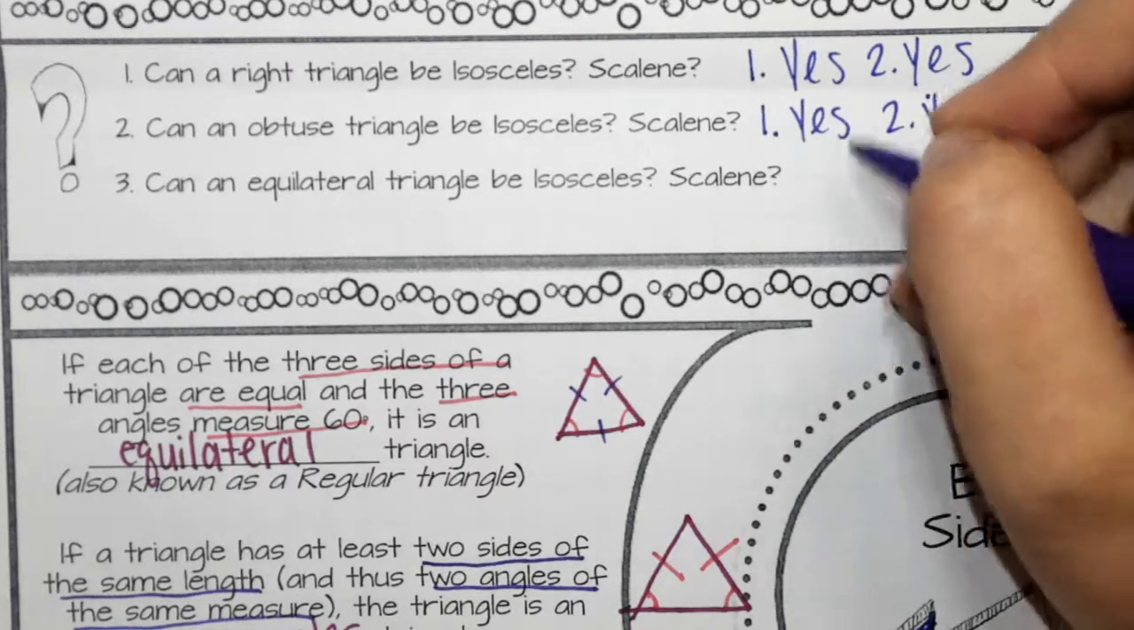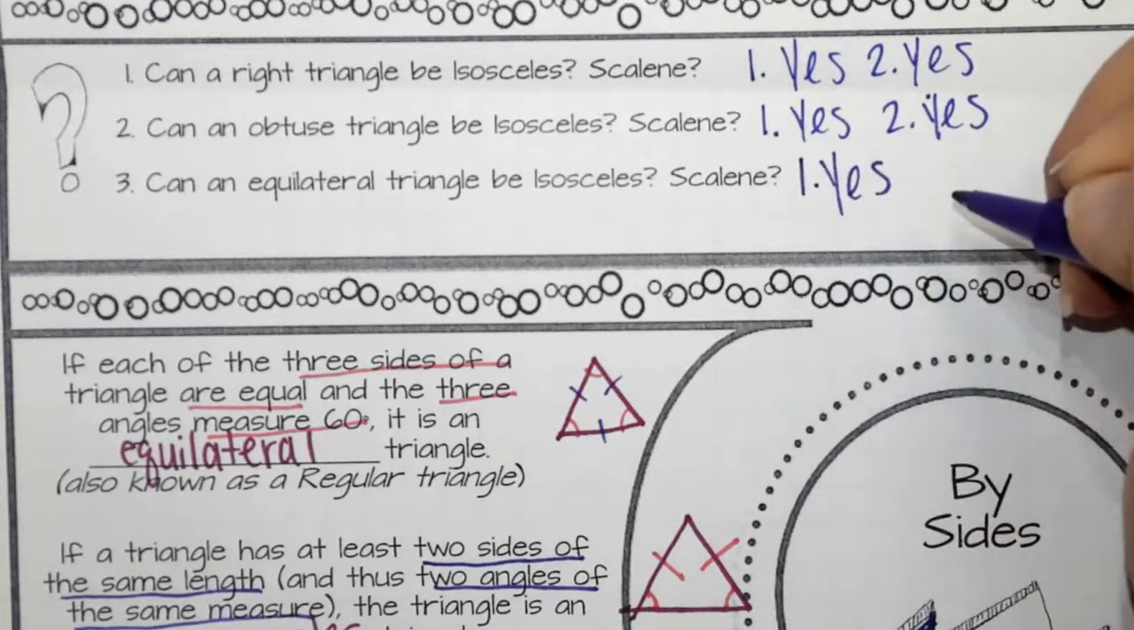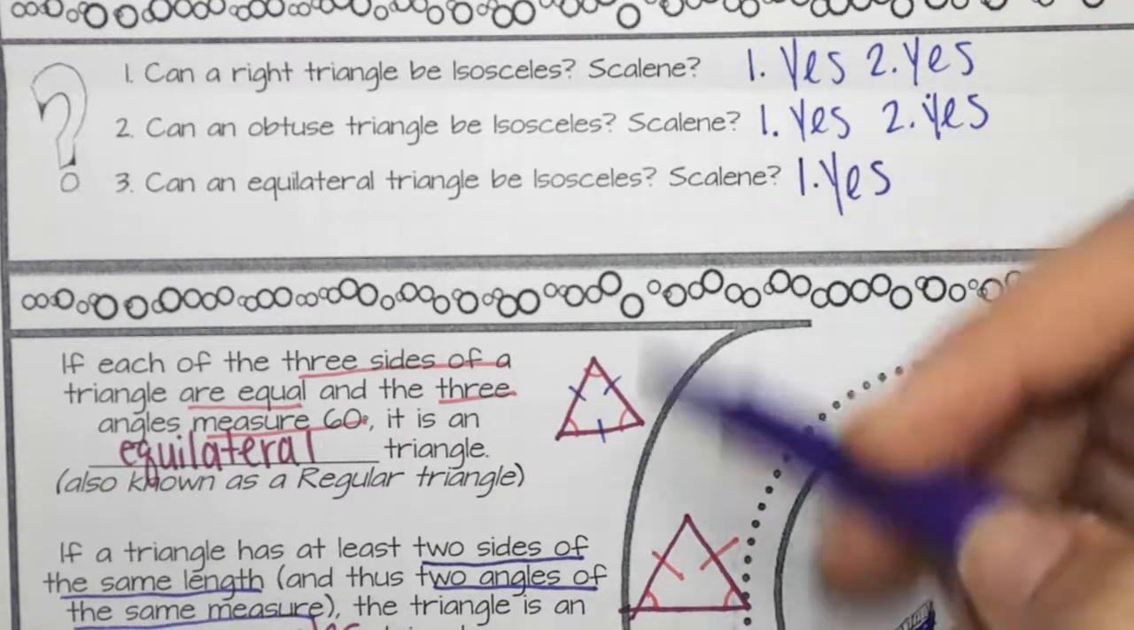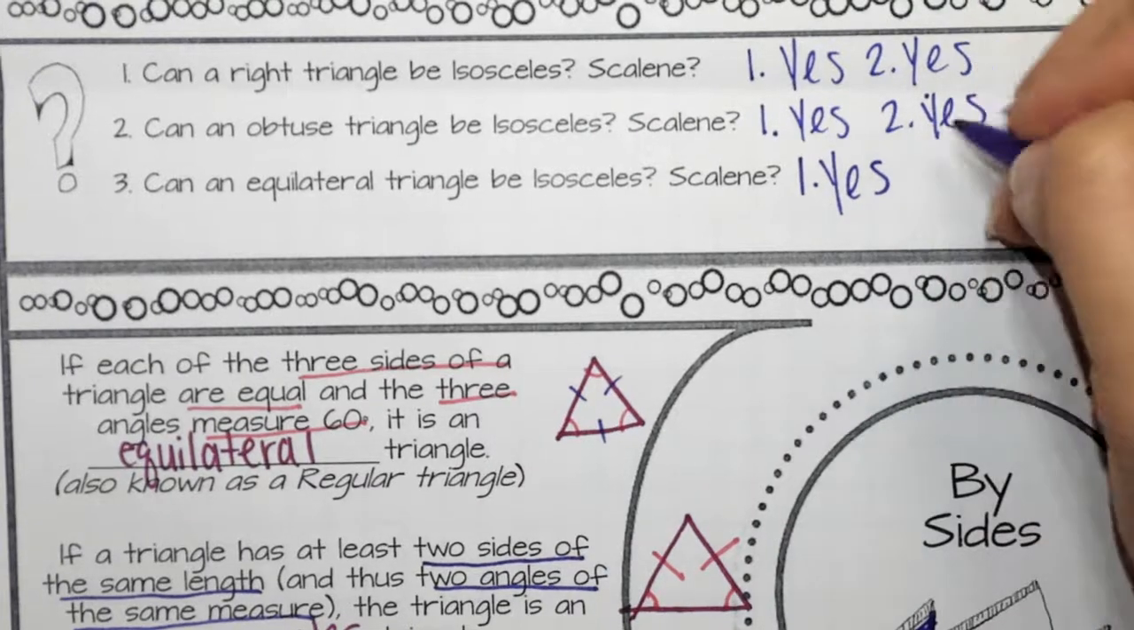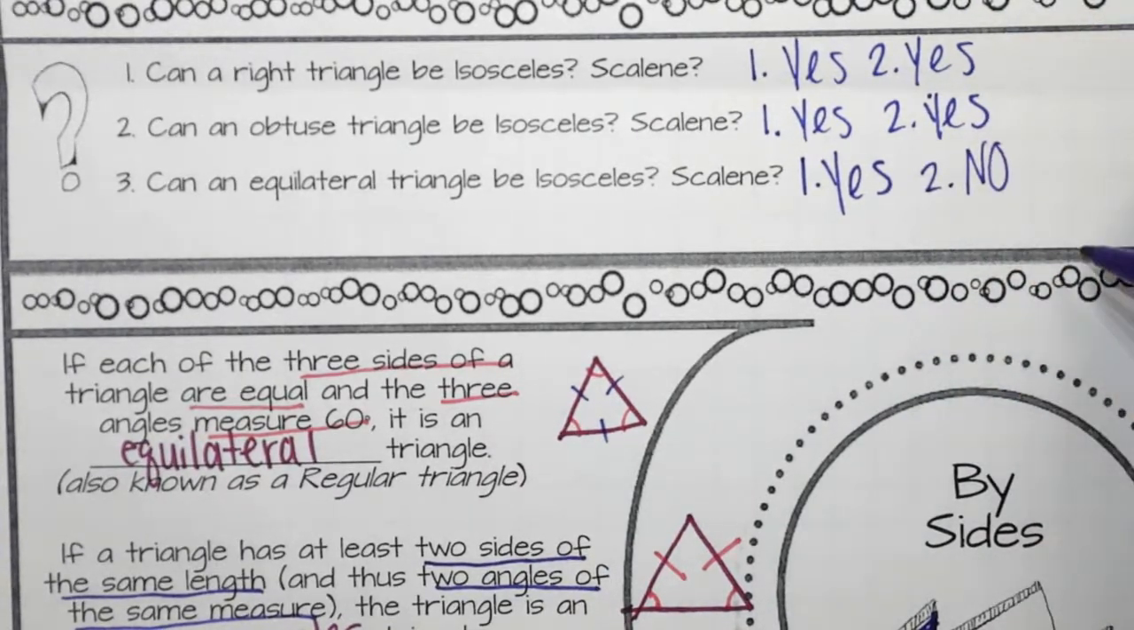Alright, can an equilateral triangle be isosceles? Yes, it can be, because the definition of isosceles is at least two sides of the same length, so it could be more than that. And can it be scalene? No, because they all have to be the same.